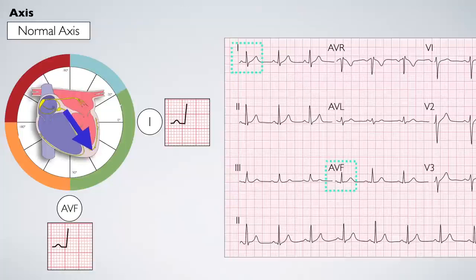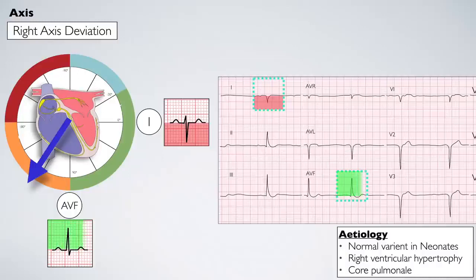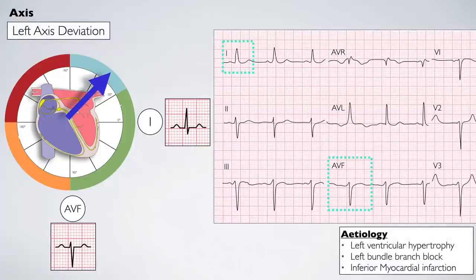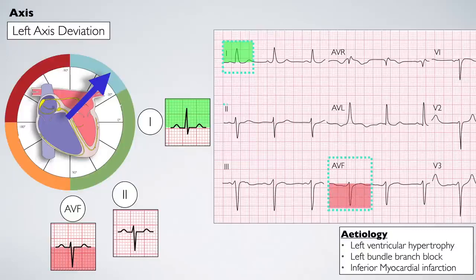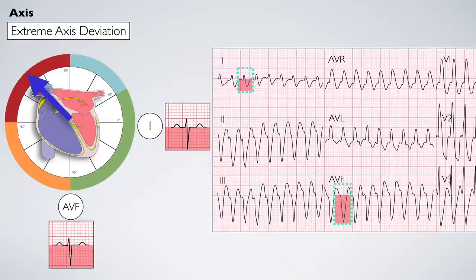The normal axis. Electrical activity moves towards both lead 1 and AVF, resulting in 2 positive QRS complexes. Right axis deviation. Here, electrical activity moves away from lead 1, producing a negative QRS, and towards AVF, making the QRS positive. Left axis deviation. In this scenario, lead 1 is positive while AVF is negative. Lead 2 must also be negative to confirm left axis deviation. Finally, extreme axis deviation. Here, both QRS complexes are negative, typically caused by abnormal lead placement or ventricular tachycardia.